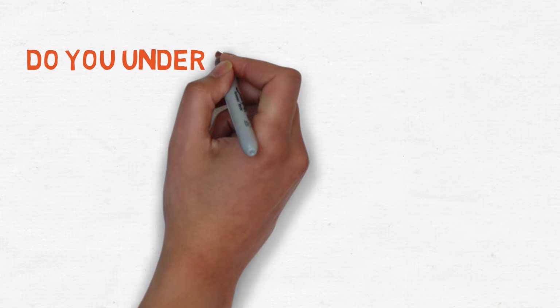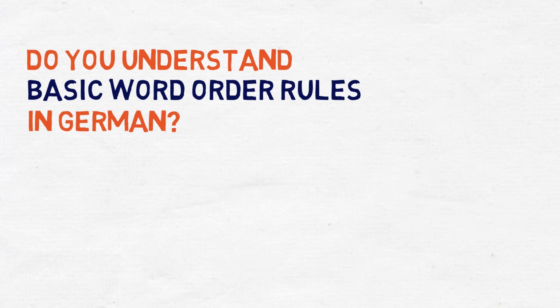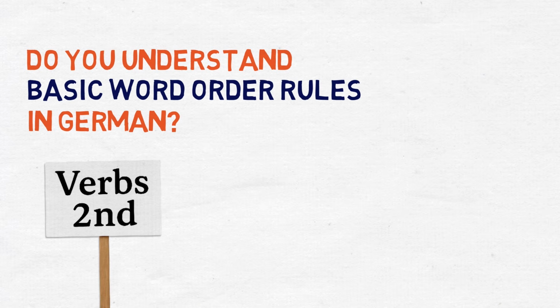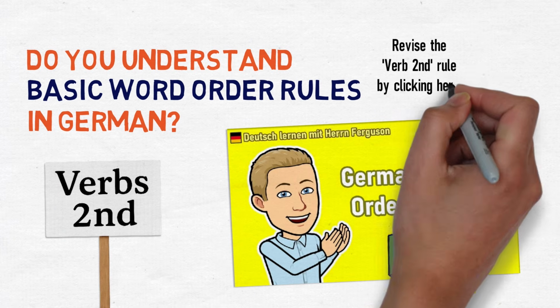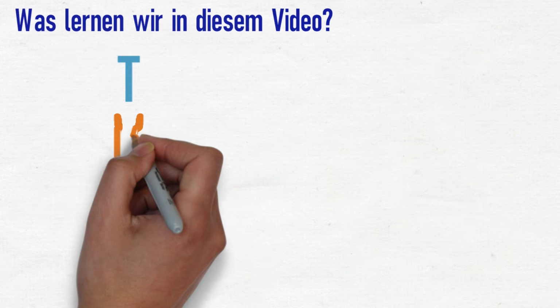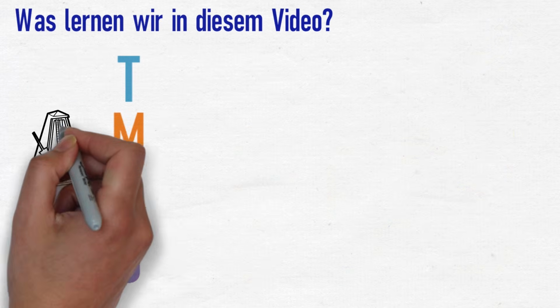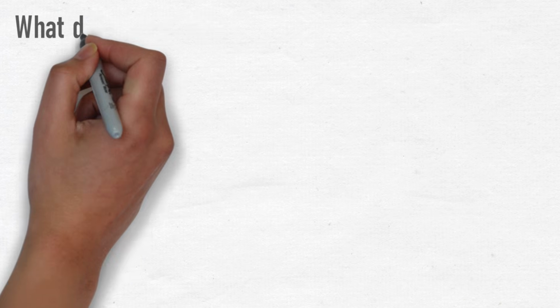To understand this lesson, it's important that you understand the basics of German word order, and in particular the fact that the verb needs to be the second idea in the sentence by default. If you aren't sure of this rule or would like a recap, please go back and watch my comprehensive German word order video by clicking the banner now. During this lesson, we'll be looking at a rule I refer to as TMPO, pronounced tempo, which is going to help us organise the extra information in a sentence. Let's get started by having a look at standard German word order in practice.